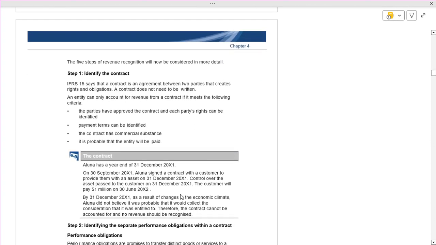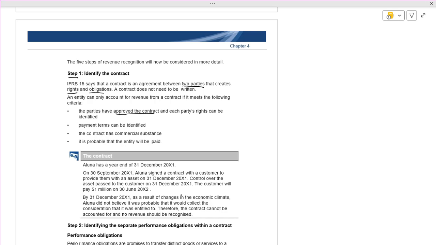Okay, now what they say, first we will take one step and follow the example. IFRS 15 says that a contract is an agreement between two parties that creates rights and obligations. A contract does not need to be in writing. An entity can only account for revenue from a contract if certain conditions are met. What are the conditions? The parties have approved the contract.